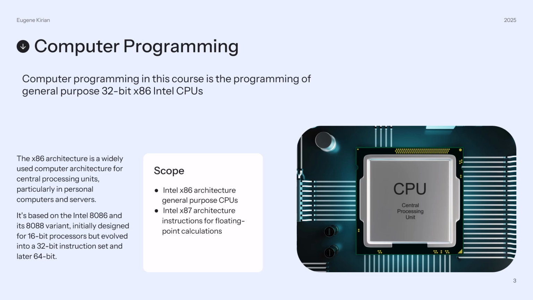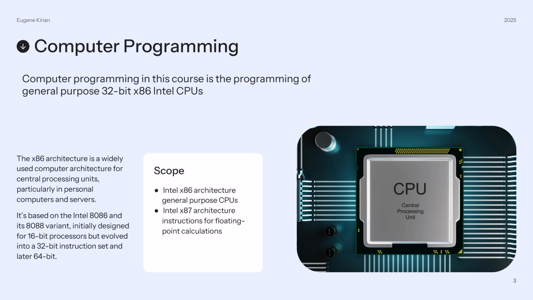Now that we've covered the basics, let's focus on the specific type of programming we'll be dealing with in this course. This course is about 32-bit x86 Intel and AMD CPUs. The x86 architecture is one of the most widely used architectures in personal computers and servers. The x86 architecture has a rich history, dating back to the Intel 8086 and 8088 processors. Over time, it evolved from 16-bit to 32-bit and eventually 64-bit instruction sets. In this course, we'll be focusing on the 32-bit aspects of this architecture.